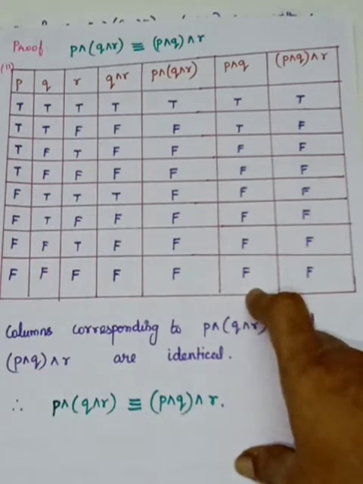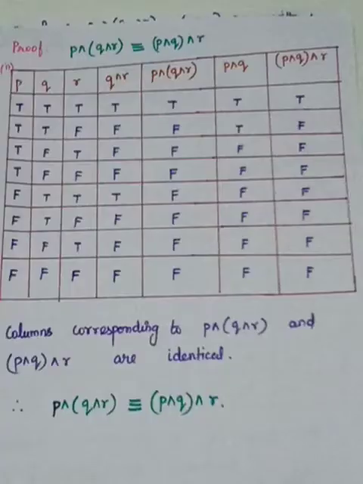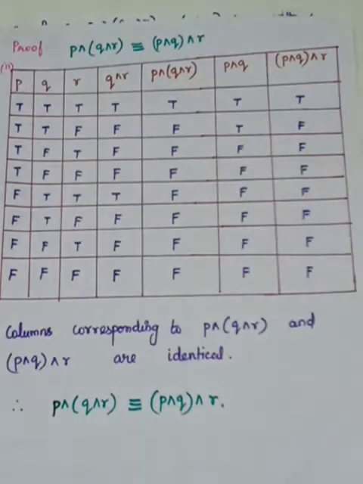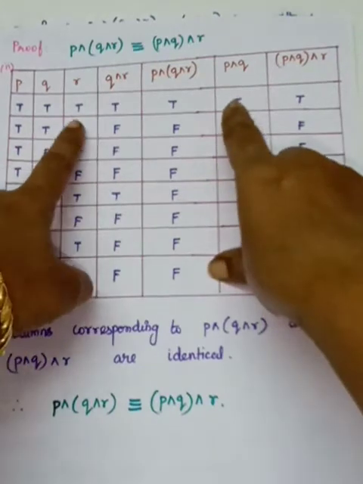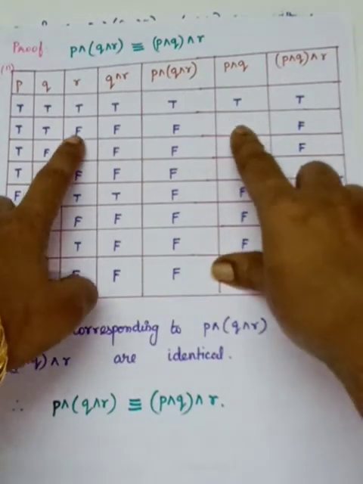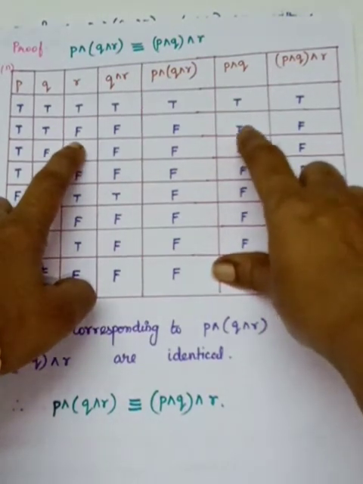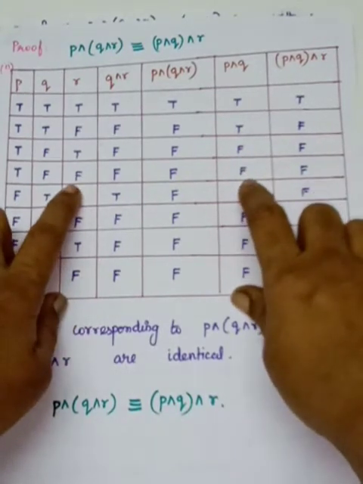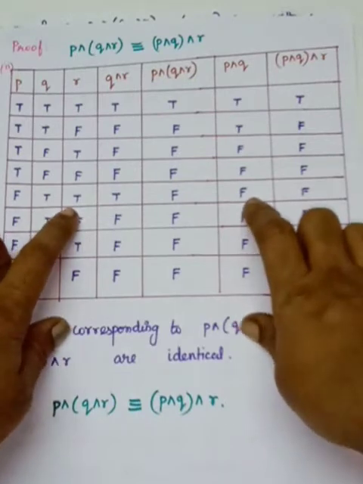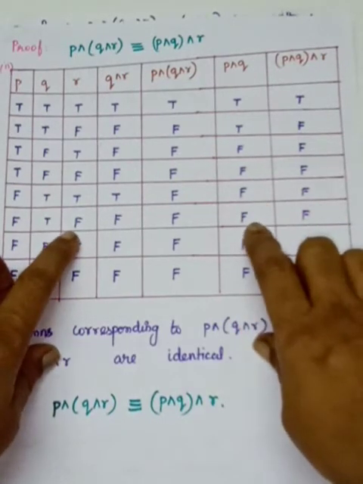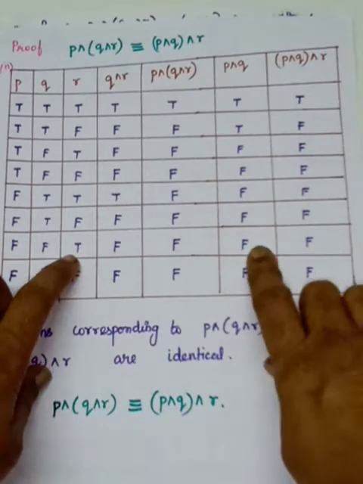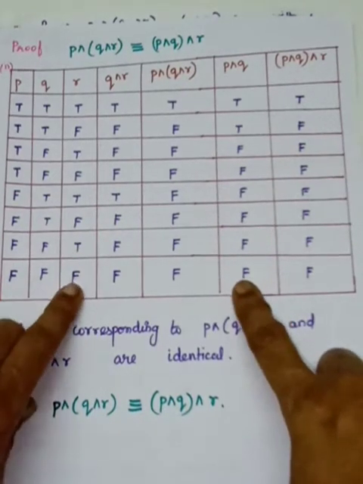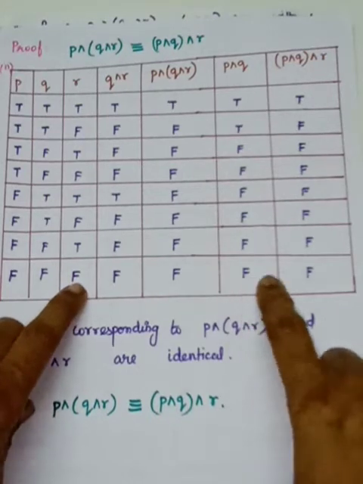Next it has to combine with the R. So R is in the third column and this is in the sixth column. You look at this, R and (P and Q). So R, both are true, so it is true. Here one is true, so it is false. Here also one is true, so it is false. Here both are false, it is false. So here one is true, it is false. Here both are false, so it is false. And here one is true, it is false. And here both are false. So false, false, so it is false.